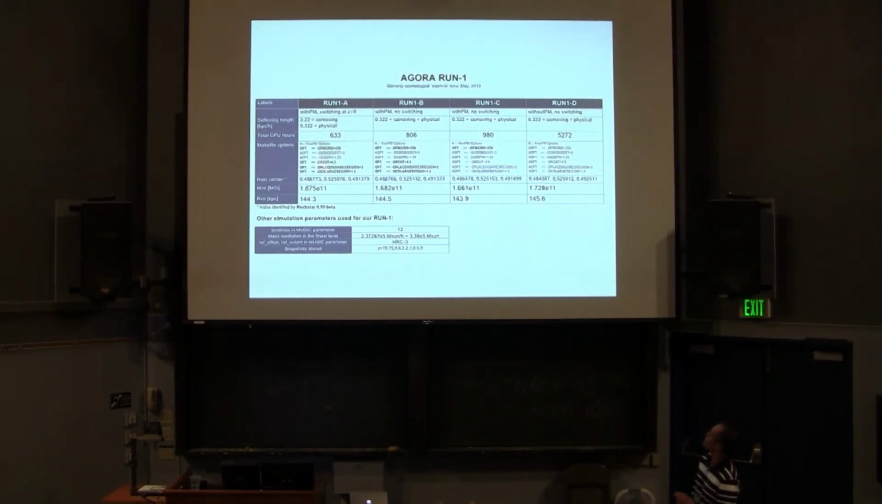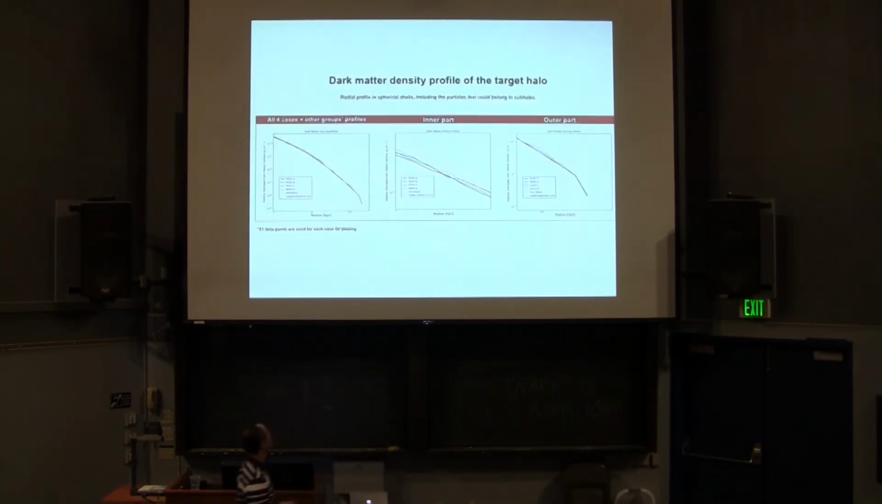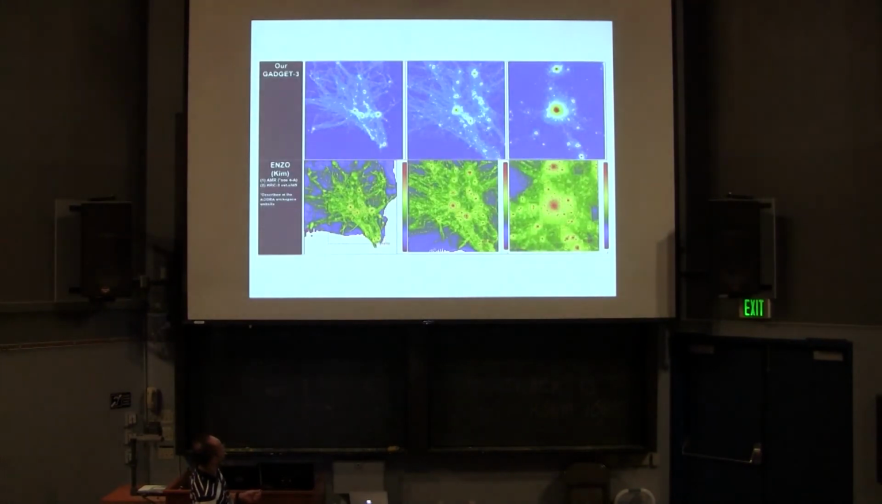So we did a series of runs with and without, for example, the PM switch, whether you use a 3PM or just stick with PM. It does have some implications on the runtime, the accuracy of the forces, and such. So he shows a comparison of different groups, density profiles, inner part, outer part. He also shows a nice comparison of the images. Okay? So all of them in one place.